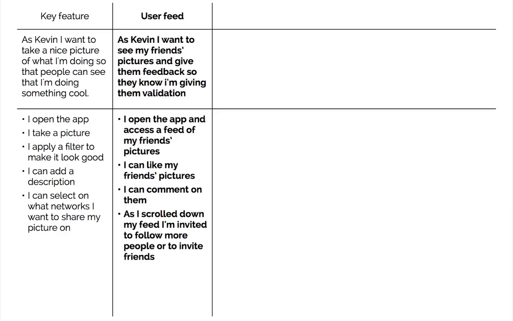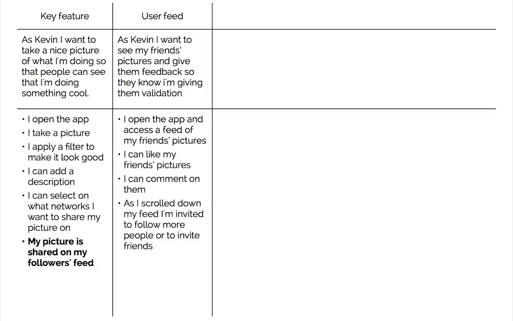So here it is. As Kevin, I want to be able to see my friends' pictures and give them feedback so they know that I'm giving them validation. So I open the app and access my feed of my friends' pictures. I can like my friends' pictures, I can comment on them, and as I scroll down my feed, I'm invited to follow more people or to invite some friends to the app. We can also update our main action narrative and add "my pictures is shared on my followers feed."